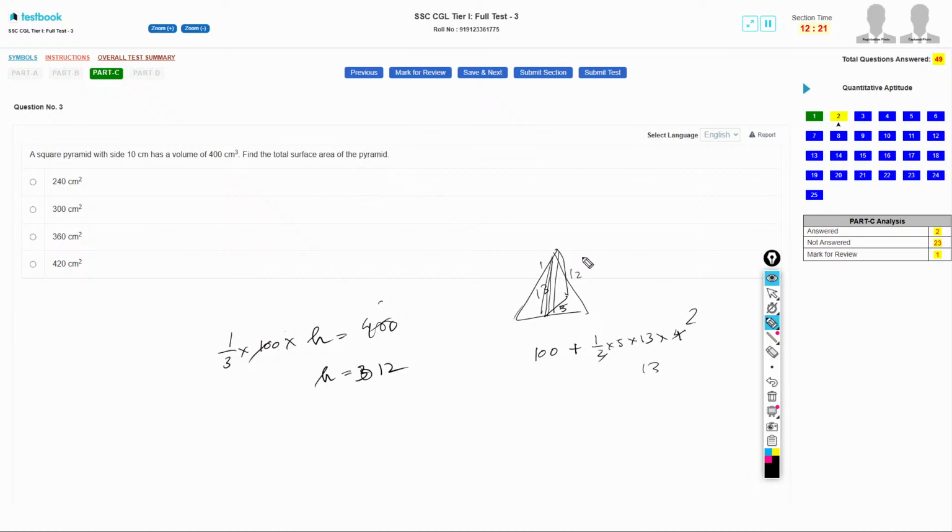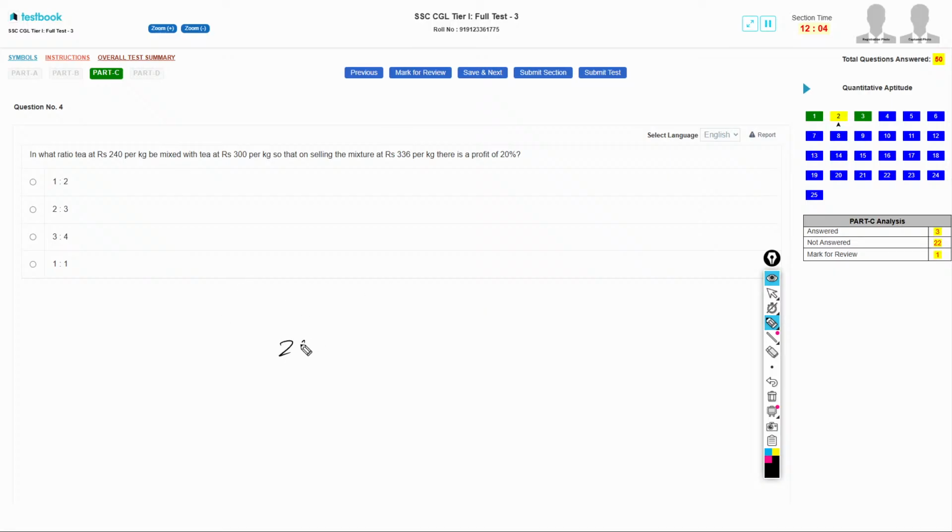Total surface area of a pyramid 2, 3, 4. Definitely. But okay, so this is the side. So 10. Okay, all right. So 200, 260, 360. The ratio of 240 to 300, selling profit 20%. So 1.2, 120 is 336, 12, 1 or 2, 24, 968, 280. So 4 to 1 is to 2.